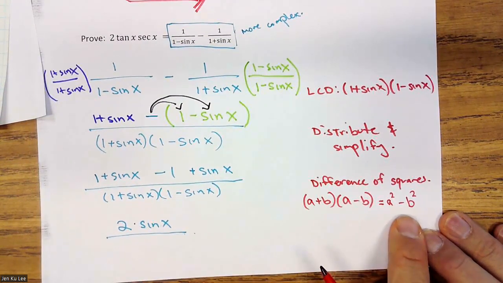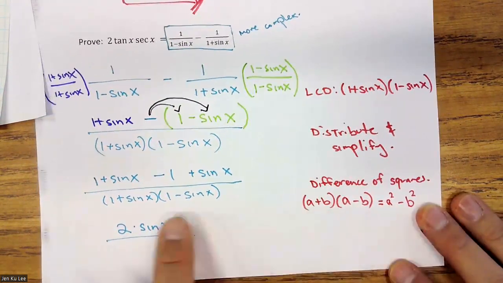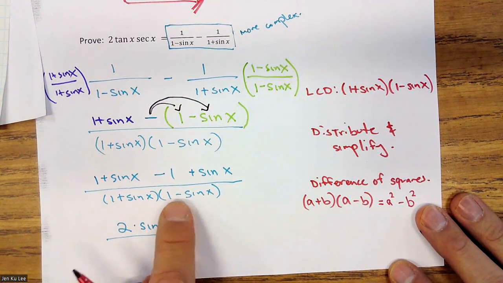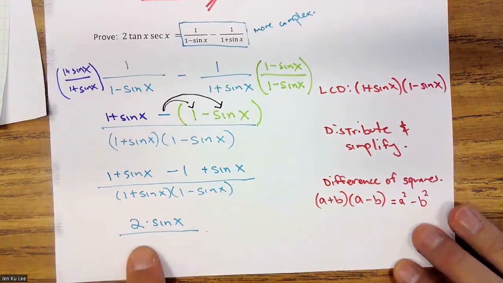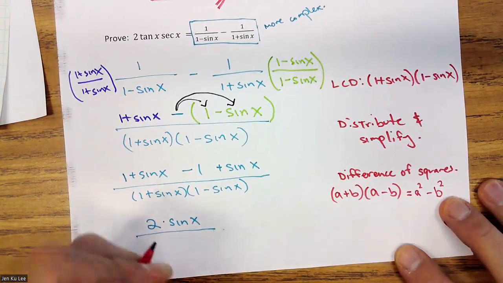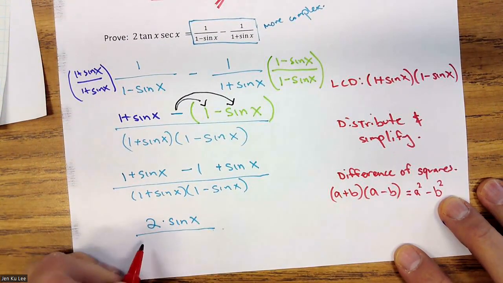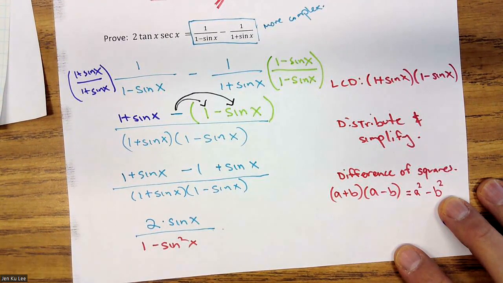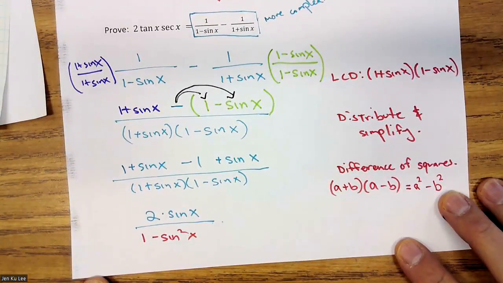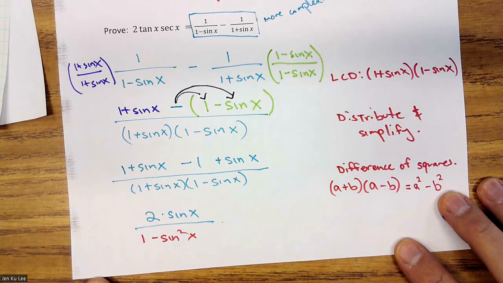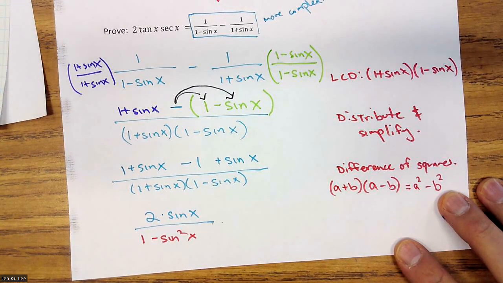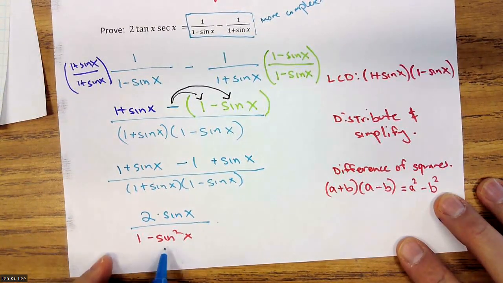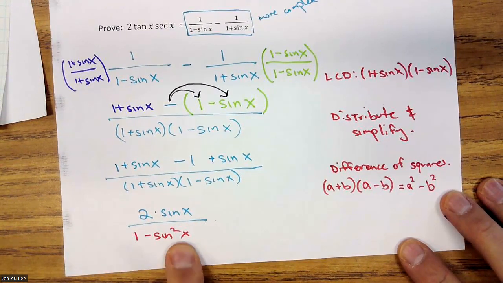Okay, so a is 1 in this case, and b is sine of x. So a squared minus b squared would be 1 minus sine squared x. Okay, you guys see that? Hopefully you guys do. And so what is 1 minus sine squared x?